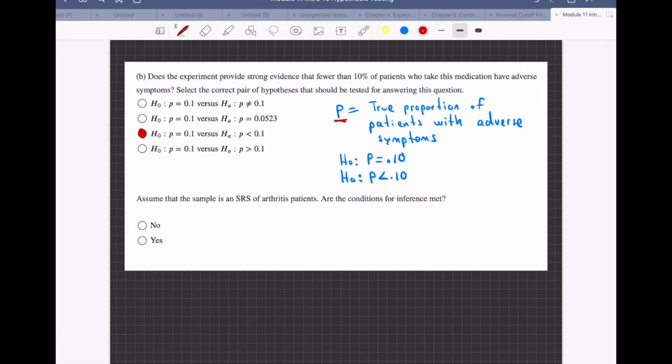Next question. Assume the sample is a simple random sample of 440 patients. Are the conditions for inference met? Oh, I haven't talked about that, but yes. You put yes. This is not very relevant for this.